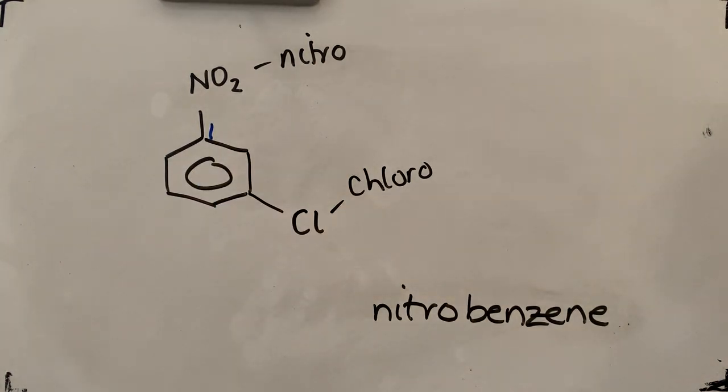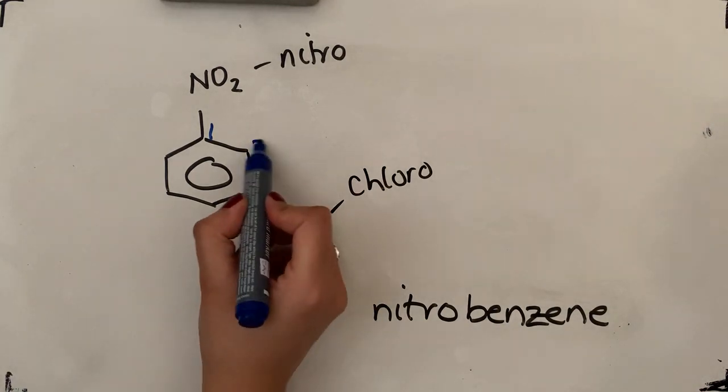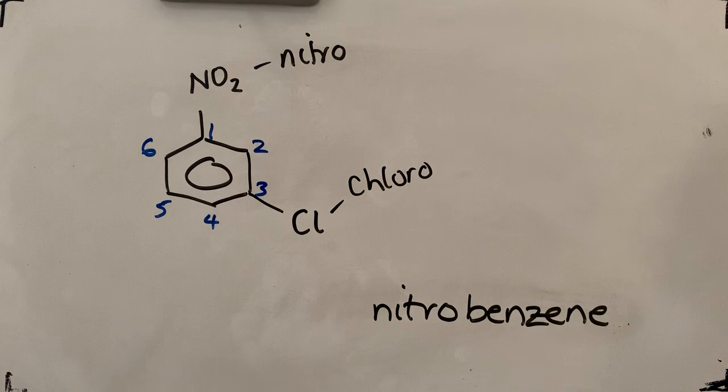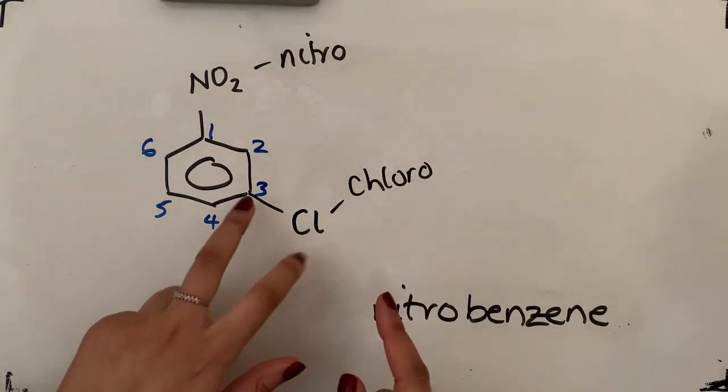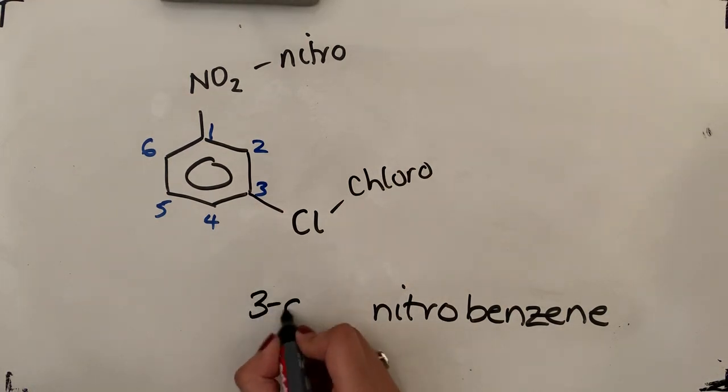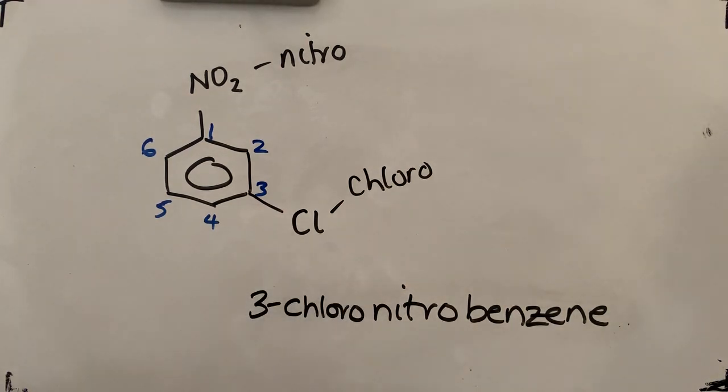And then all you do is you number, so I'm going to go clockwise to put the chloro on the smallest number carbon. And now the first one in the alphabet was chloro, you give that the number 3. So therefore this compound here is called 3-chloronitrobenzene. You do not need to put the 1 with the nitro, because putting nitro with benzene tells you that that nitro is already on carbon number 1. So you don't need to call this 3-chloro-1-nitrobenzene.